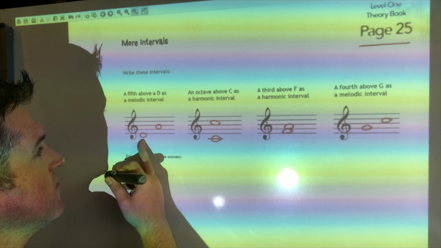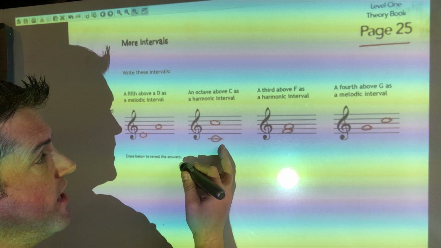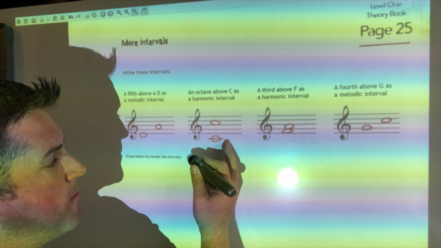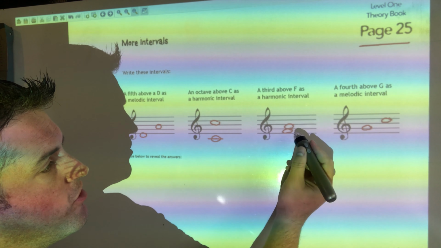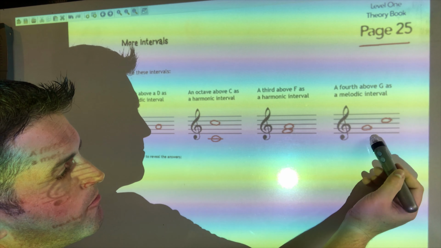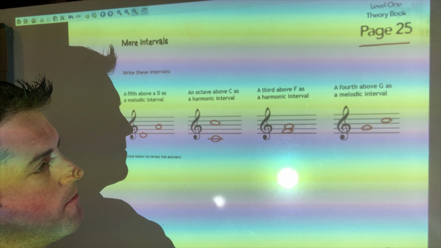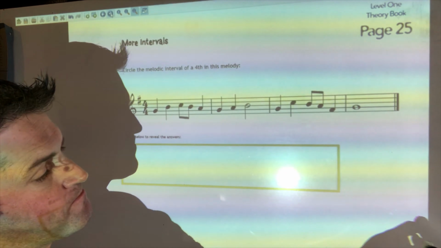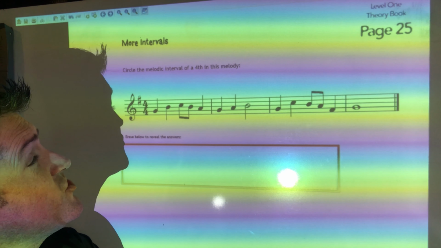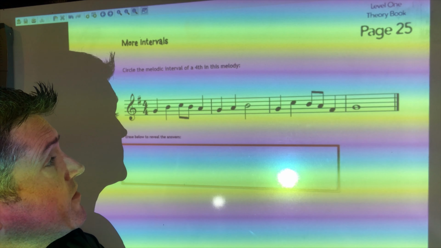So there's the fifth above D, that is a melodic fifth. We've got a harmonic octave, a harmonic third, and a melodic fourth between these two here. Using that information, what we need to do is circle the melodic fourth within this melody here.